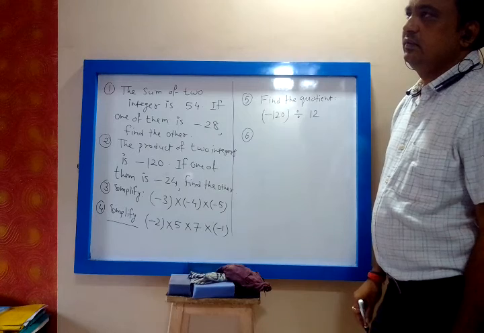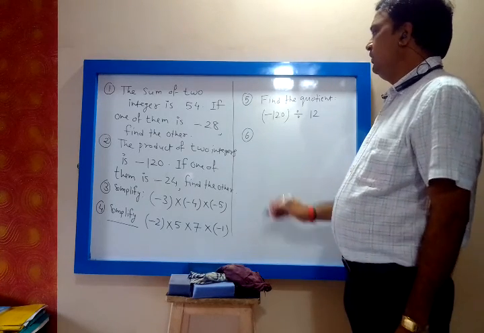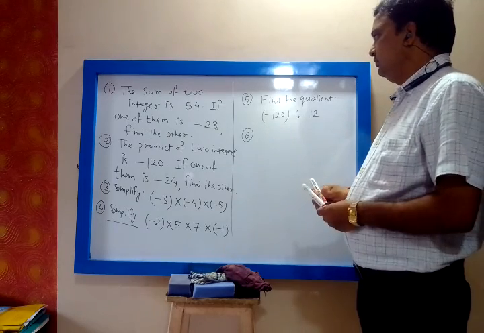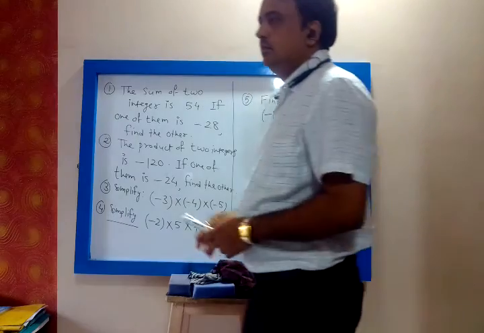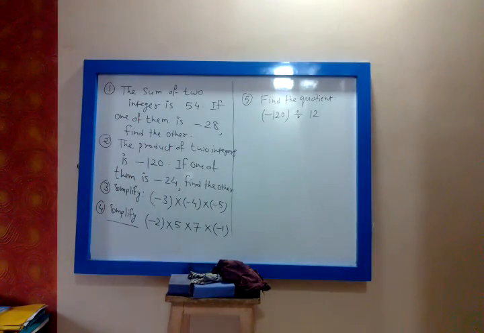Sixth question. Minus 120 divided by 12. Then solve these 5 questions.